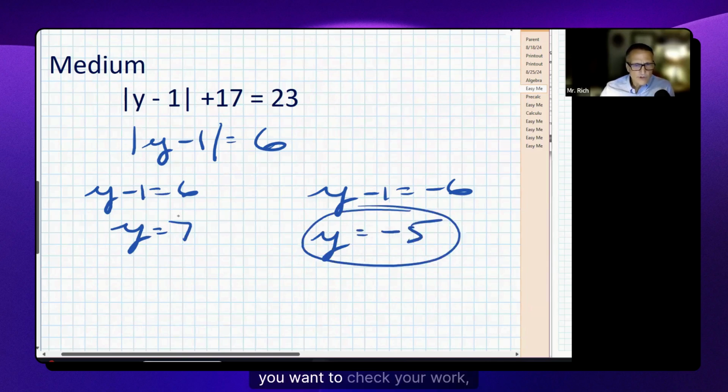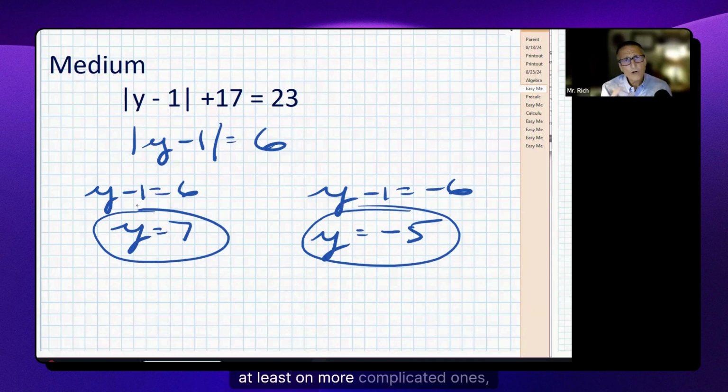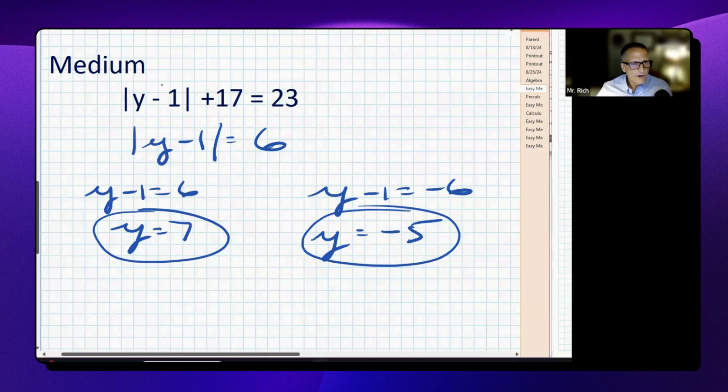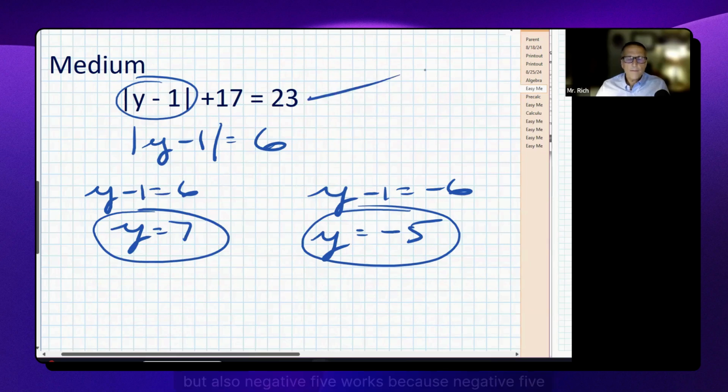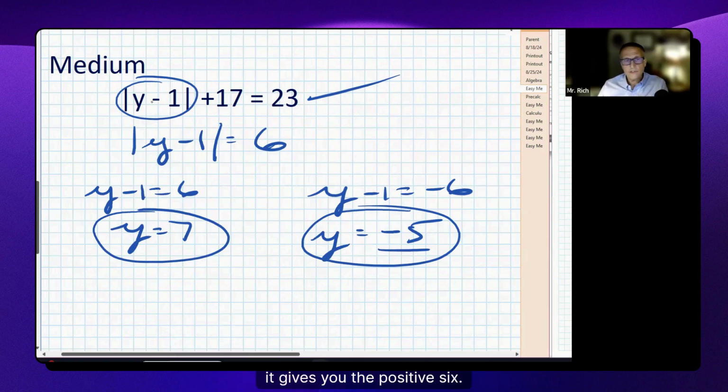And really, you want to check your work too when you're done, because I'll show you on the next problem what happens if you don't check your work. It's possible on absolute value, at least on more complicated ones, to get what we call extraneous solutions, solutions that really aren't solutions because they don't solve the equation in reality. But here, when you try 7, you get 7 minus 1, which is 6. Absolute value is 6. 6 plus 17 gives me 23. It checks. But also negative 5 works because negative 5 minus 1 is negative 6. And when you take its absolute value, it gives you the positive 6. 6 plus 17 gives you the 23.